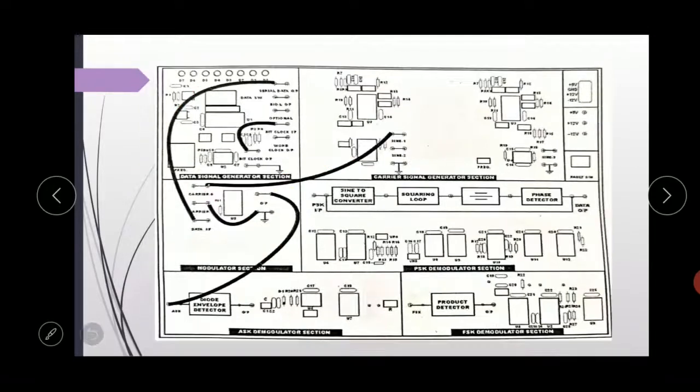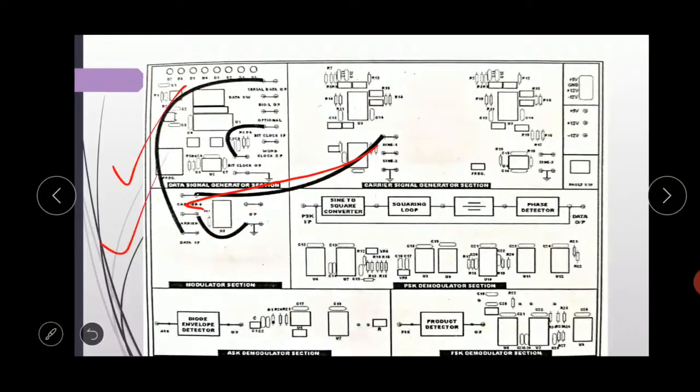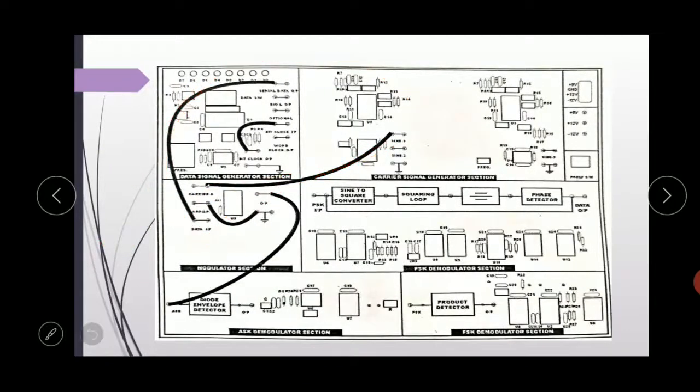Then this is the ASK demodulation connection diagram. Here this part is similar to the ASK modulation, and the only change is that the output of the modulator section is connected to the demodulator section input. Then at the output of the ASK demodulator section we get the demodulated signal.